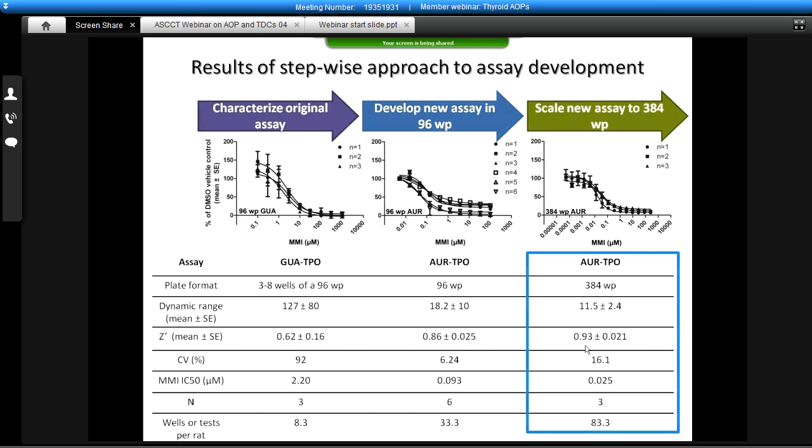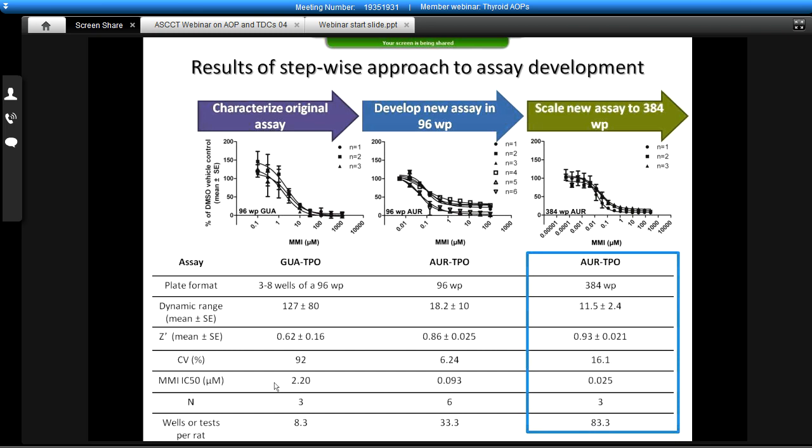The coefficient of variation on the legacy guaiacol assay was quite high, as you can see. This really owed to large variation around the vehicle control data and the top signal data, and the coefficient of variation for both the 96-well and 384-well formats of our new assay are within acceptable metrics.